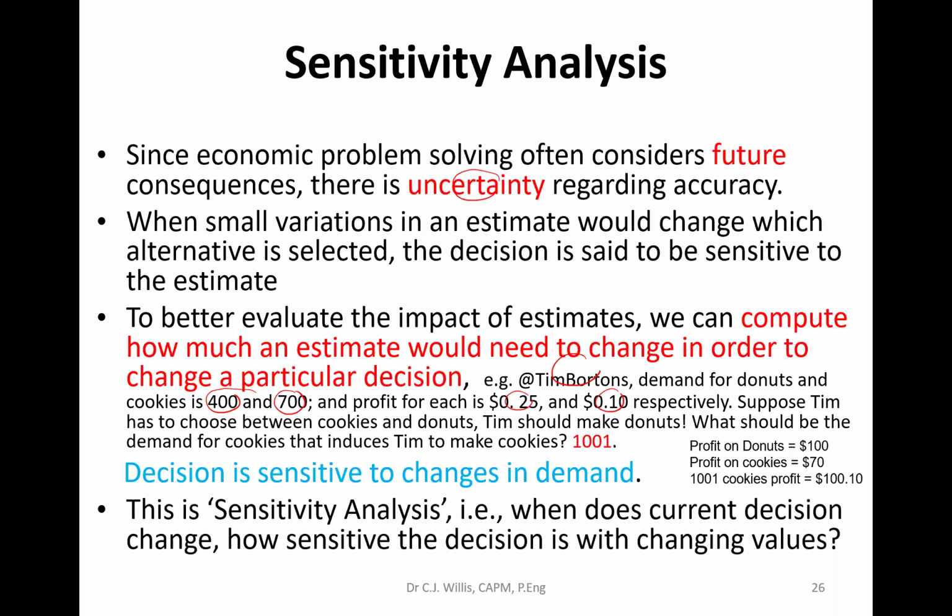So the demand is 400 for the donuts, and you're making 0.25. Multiply that, this is $100. That's the total amount of profit that you're making on the donuts. And the profit you're making on the cookies is $70, because 700 multiplied by 0.1 is $70. Do you agree with me?